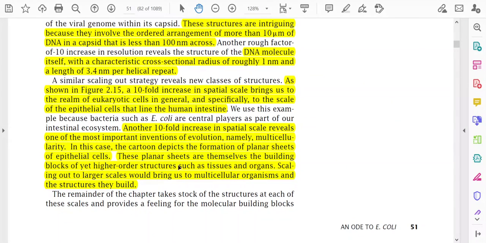These planar sheets are themselves the building blocks of yet higher order structures such as tissues or organs. And scaling out to larger scales, if you move to further larger scales, then that would bring us to the multicellular organisms and the structures they build.